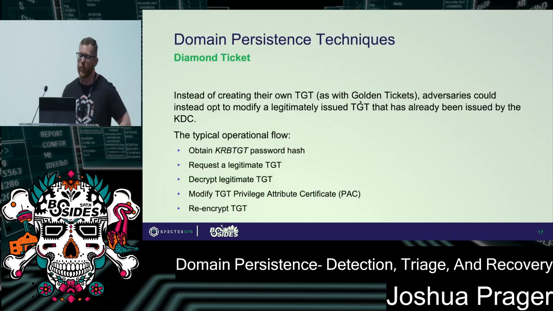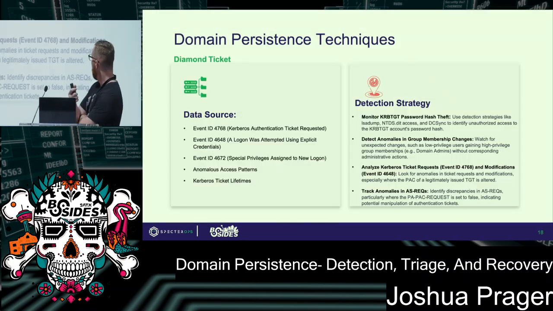Okay. All right, diamond ticket. This is as deep as we're going into the Pokemon name varieties of the ticket attacks. With diamond ticket, we're essentially doing the same thing as a golden ticket. The only difference is we are going to modify the PAC. I'm trying to remember what PAC stands for, and I can't remember off the top of my head. Yeah, I don't think we have it on there either.